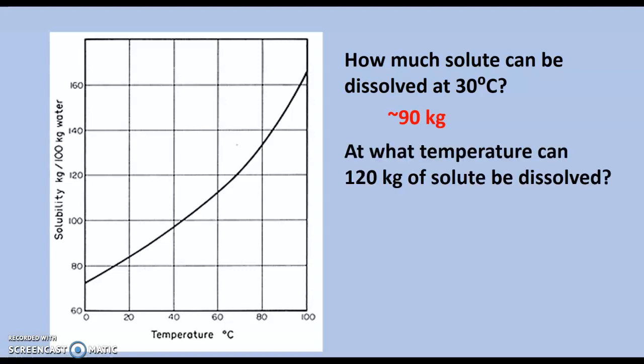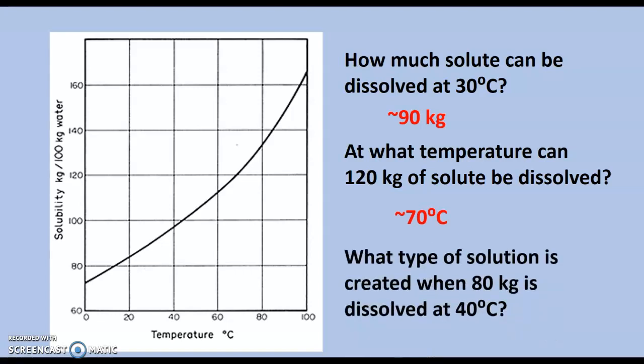At what temperature can 120 kilograms be dissolved? So 120, we're going to go over till we hit the line, come down, roughly somewhere between 60 to 70 degrees Celsius.